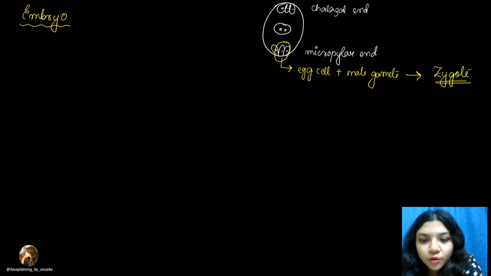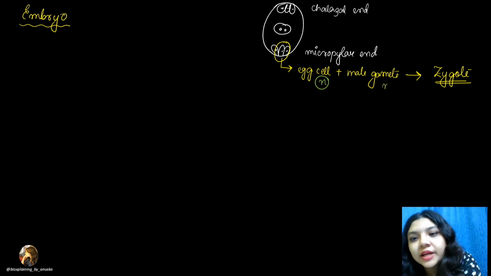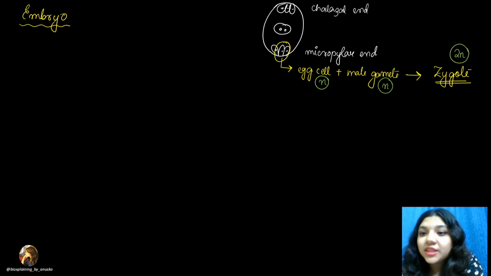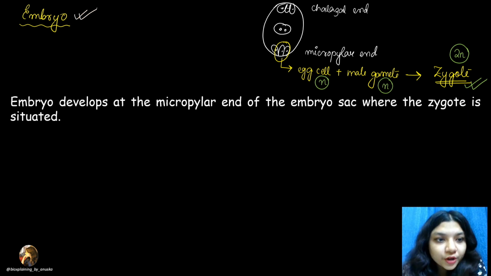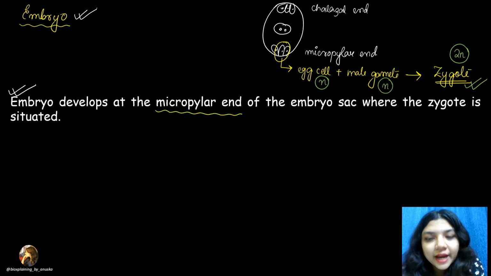Okay, so what happened was this egg cell was N haploid, the male gamete was again N haploid, that gave rise to the zygote which is diploid. So this zygote is the structure which develops into the embryo. Okay, the zygote develops into the embryo, right? So embryo develops at which side? It develops at the micropilar end of the embryo sac. This is what I've drawn as the embryo sac.